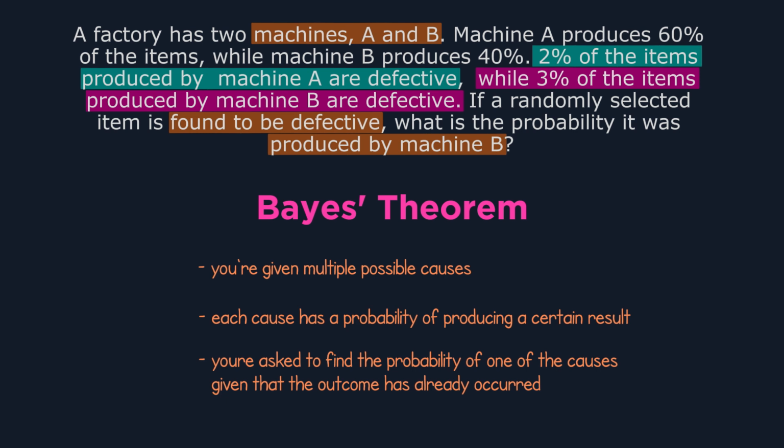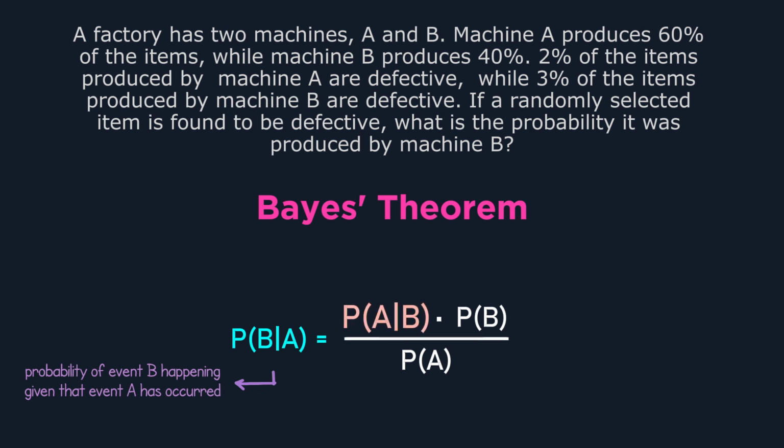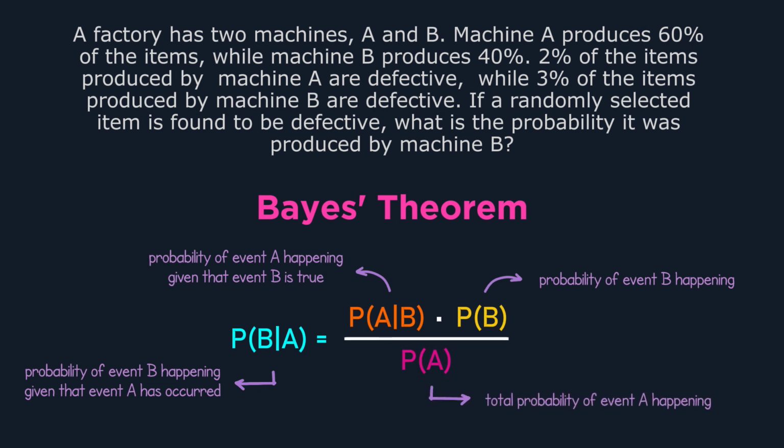Now, let's take a look at the formula for Bayes' theorem before applying it to our problem. This is the probability of event B happening given that event A has occurred. This here is the probability of event A happening given that event B is true. Then we multiply it by the prior probability of event B happening and divide everything by the total probability of event A happening.